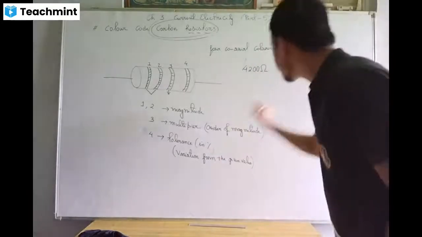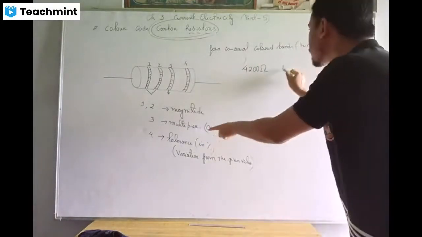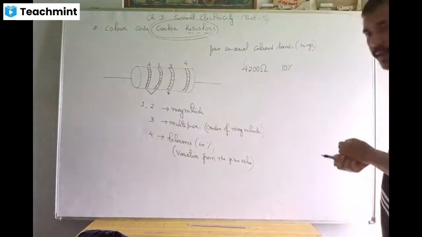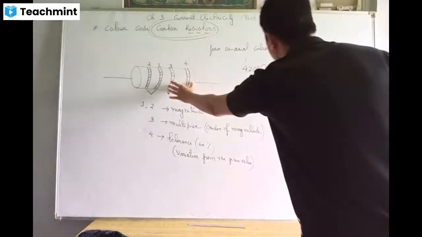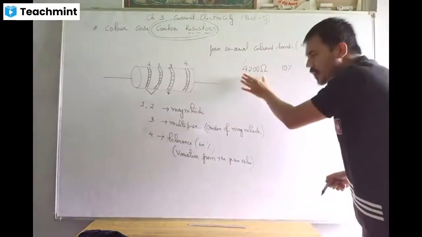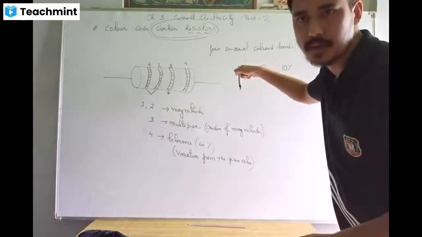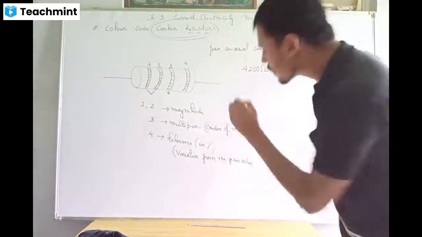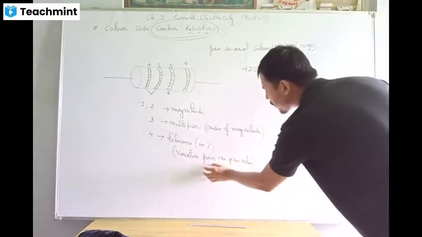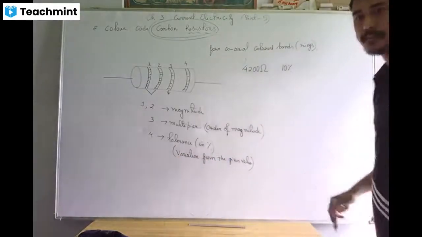Suppose the tolerance is 10%, then the resistance of your resistor can be 10% more than the given value or 10% less than the given value. That is what is meant by variation from the given value.